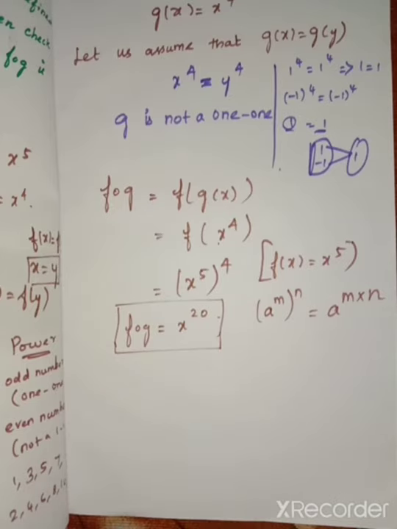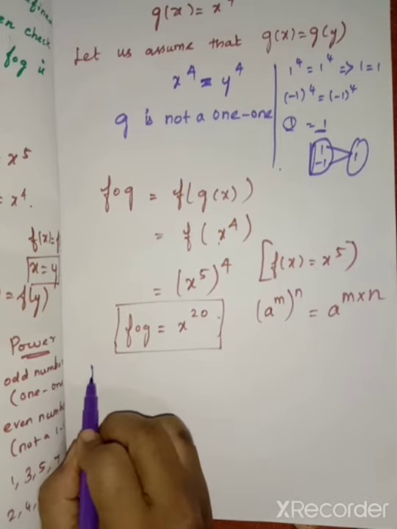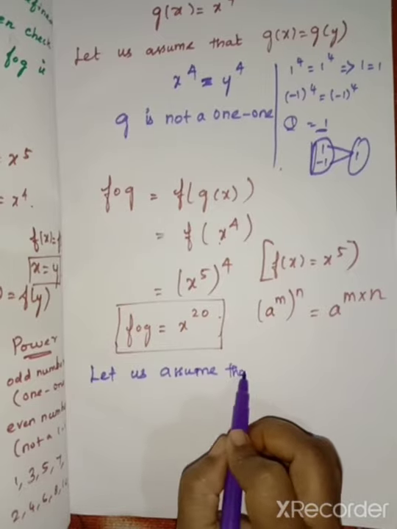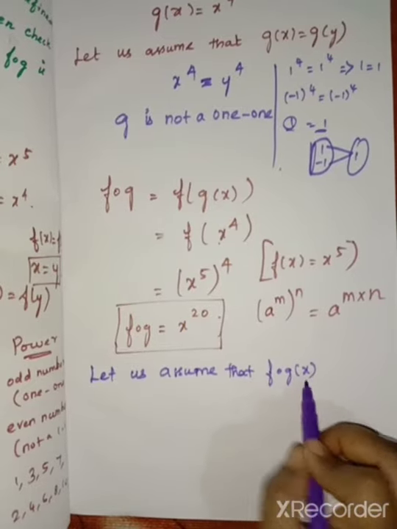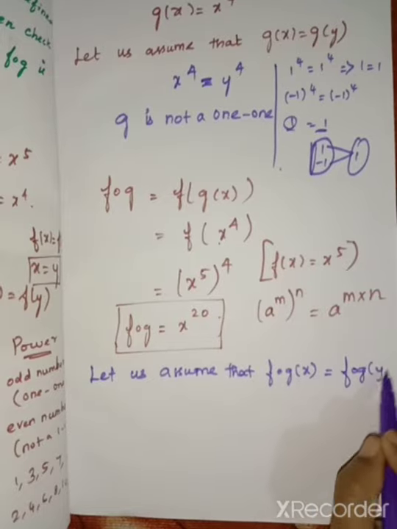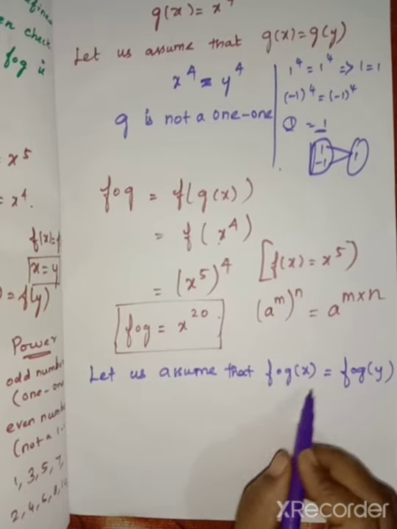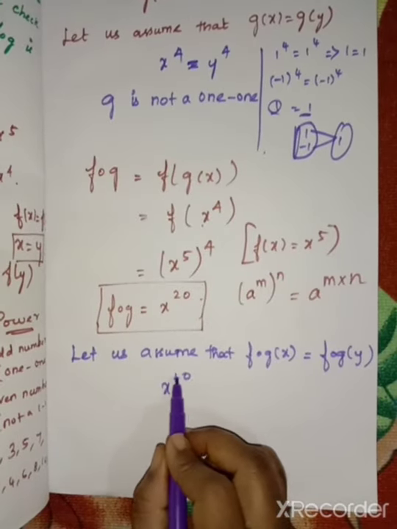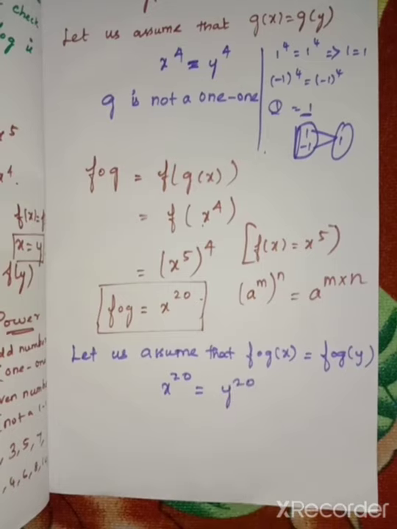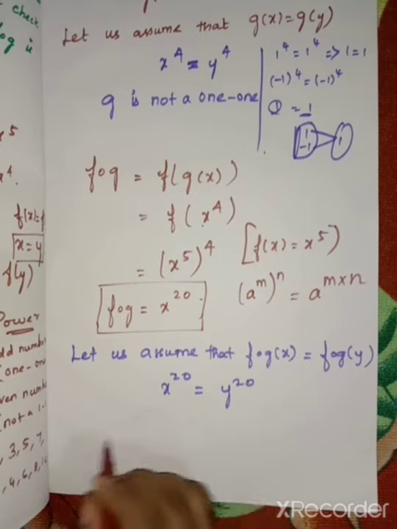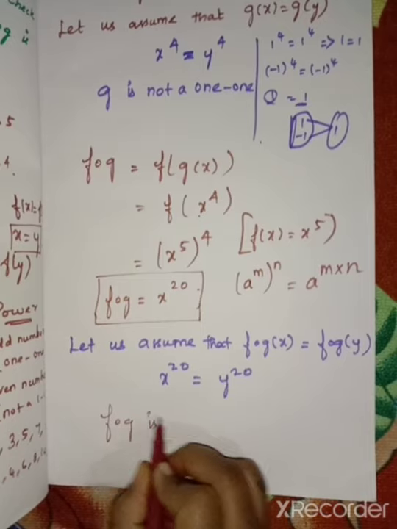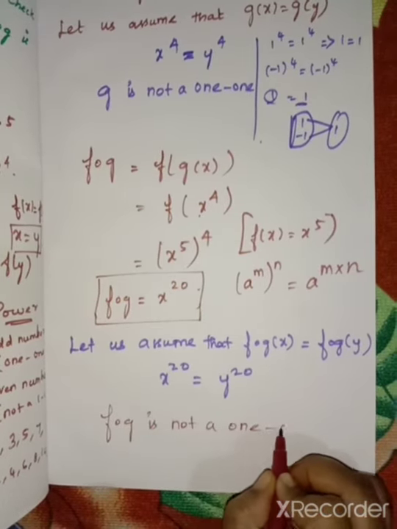Likewise, same procedure. Let us assume that f of g of x equals f of g of y. So in place of x we have taken y. Now we can substitute in this place. So x power 20 equal to y power 20. So is 20 an even or odd number? Yes, it is an even number. So if it is an even number, we can write that f of g is not a 1 to 1.